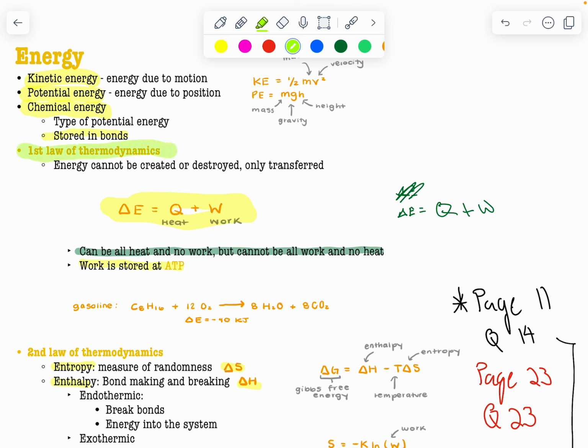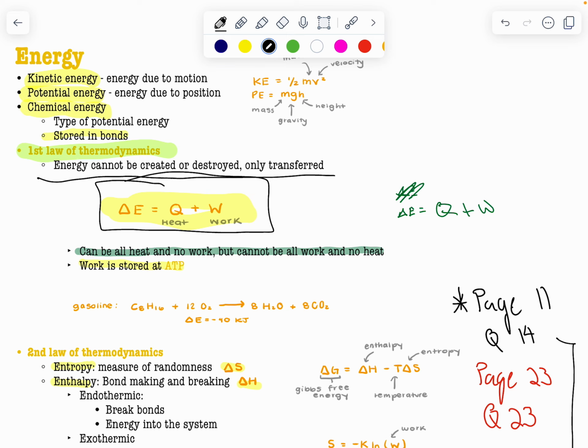First law of thermodynamics. Memorize this. And also memorize this: energy cannot be created nor destroyed, only transferred, which we all have a good concept of. But we need to understand that delta E, or delta energy, is equal to Q plus W, or heat plus work. Big concept we need to know right here is our delta E can be all heat but no work, but cannot be all work and no heat. Anytime anything functions to operate, there's always heat involved, no matter what. But we can have all heat and no work, but we can't have all work and no heat. And then work is stored as ATP.